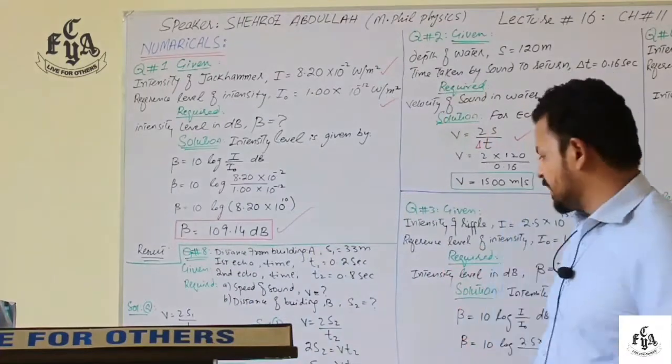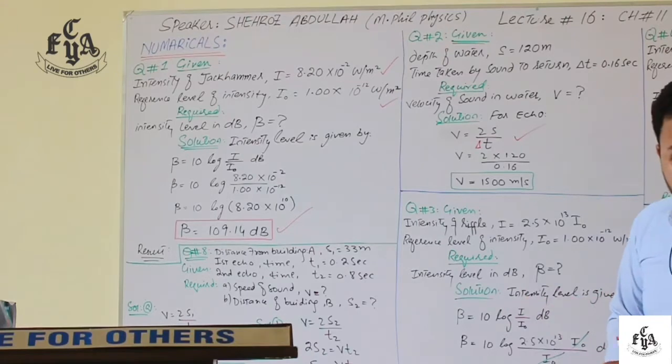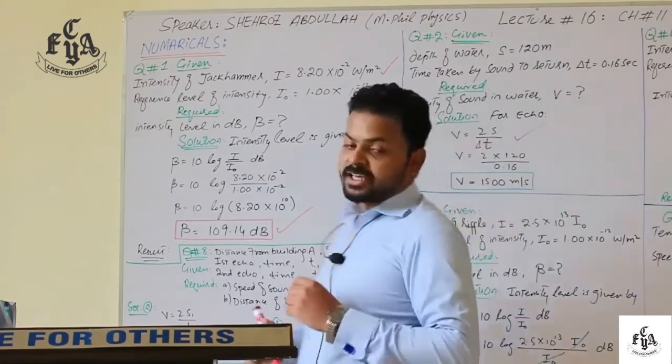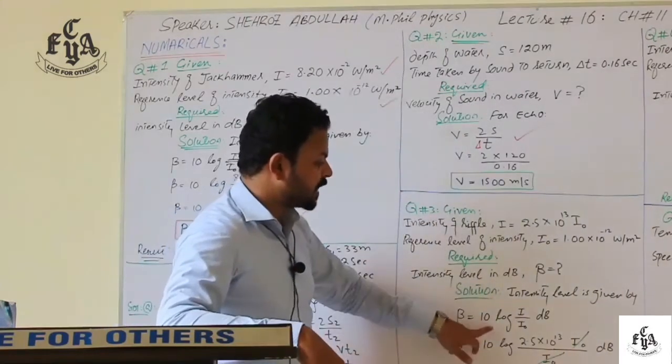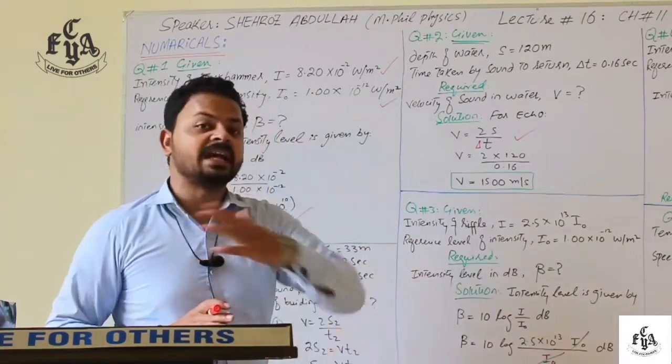We are supposed to find that value of beta. Intensity level is given by the basic equation. We know that the basic equation is beta equals 10 log of I divided by I naught, in dBs. Just put the values over here and get the result.